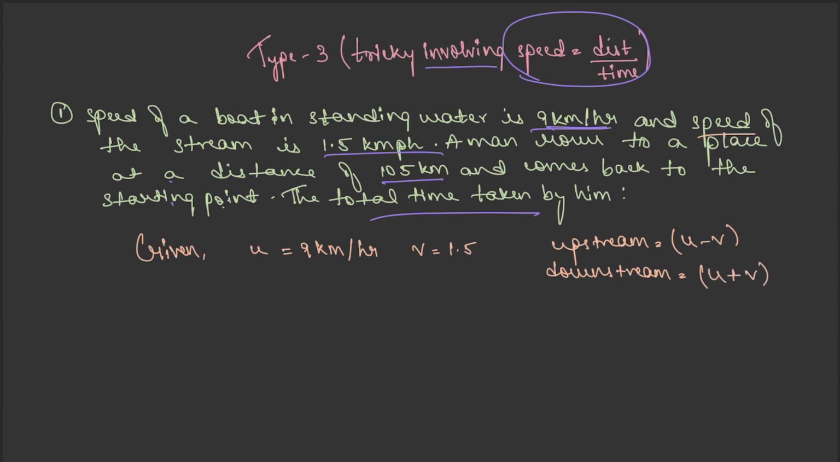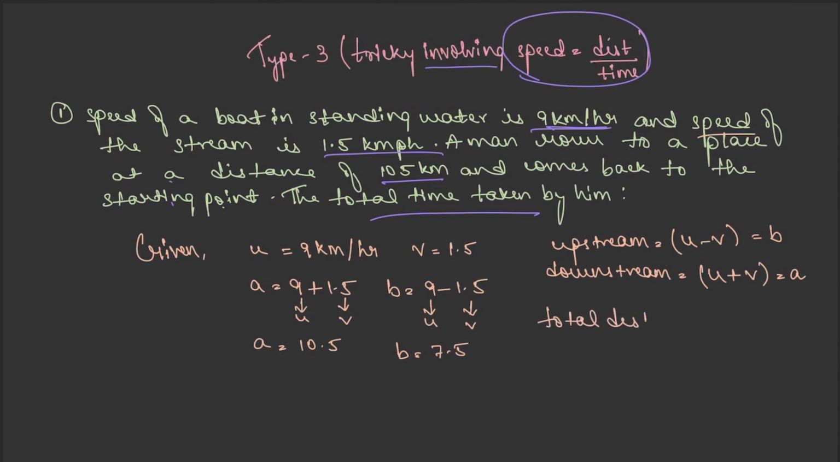Now let us find upstream, and upstream is also denoted as b and downstream as a. Now a is 9 plus 1.5, that is u plus v, and b is 9 minus 1.5. This is u and this is v. Now a is 10.5, b is 7.5. We know that the total distance is 105. Now we know the distance, speed and time are related as speed is equals to distance by time.